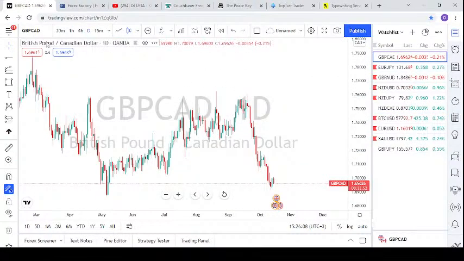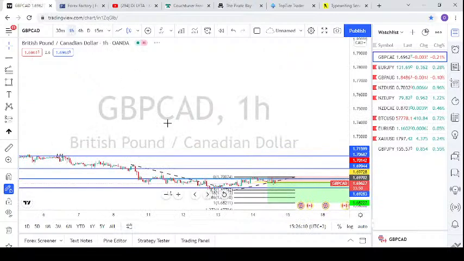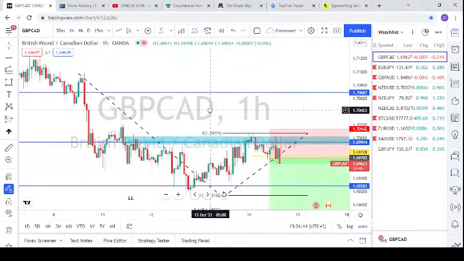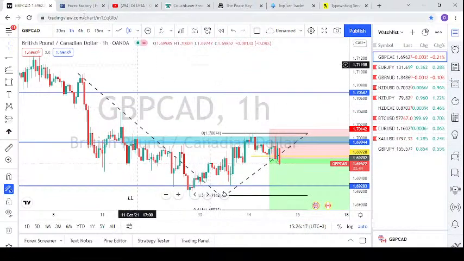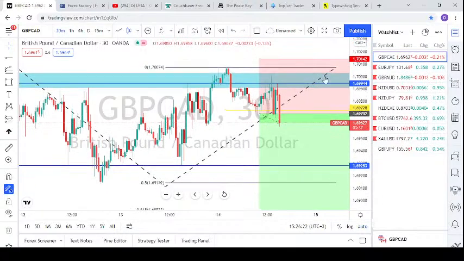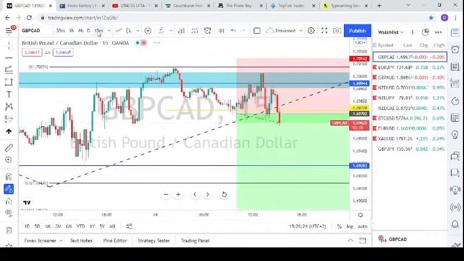Are we looking at GBP CAD really? Yeah. Let's see, what's going on? What's popping on this H1? Three more minutes, let's see. If it closes below, then definitely this is a nice position.